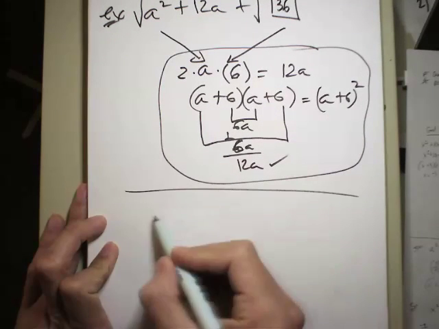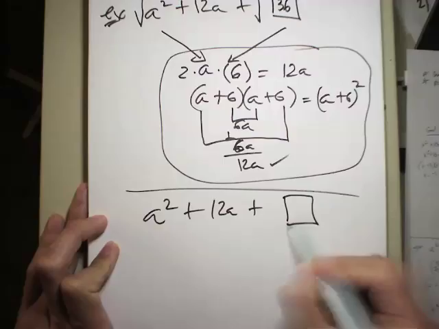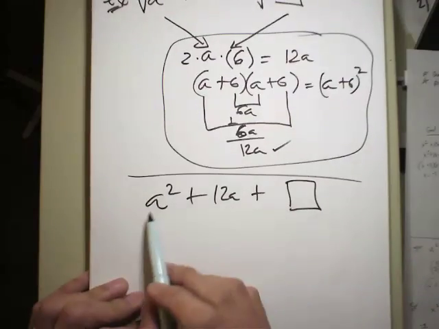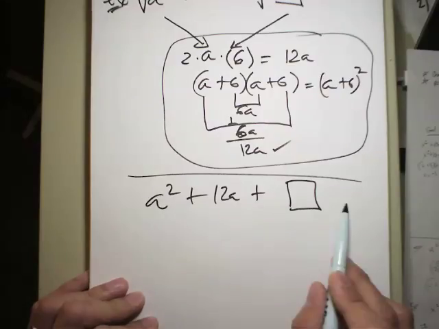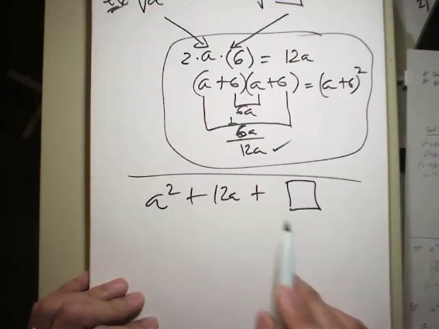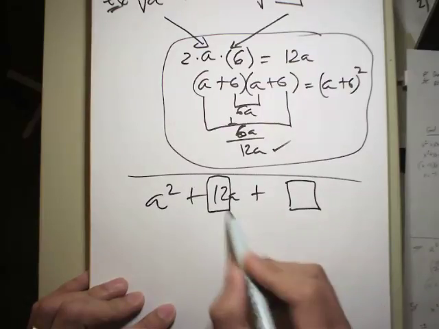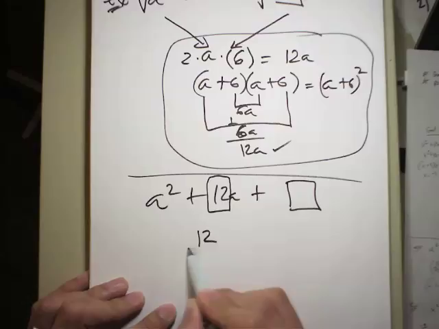Let's go back and take a look at that problem. A squared plus 12a plus blank. Okay, I don't know what this is. I'm just trying to figure it out. Make sure that everything is in order from the greatest power to the least. Okay, everything has to be in order. What you do next is pull out your coefficient from the middle. Take that coefficient in the middle and cut it in half.